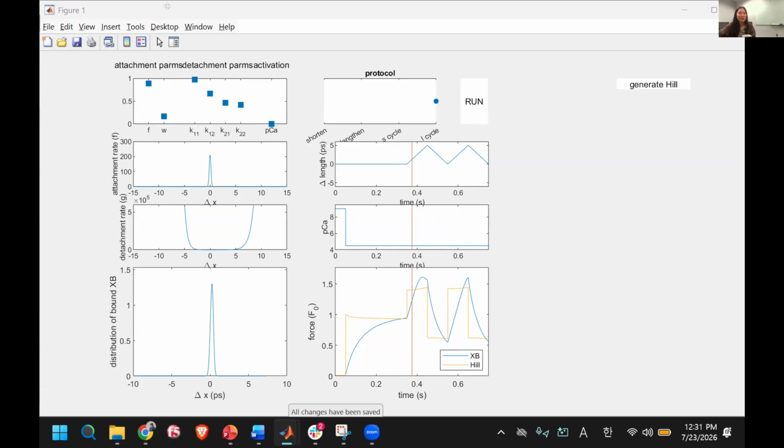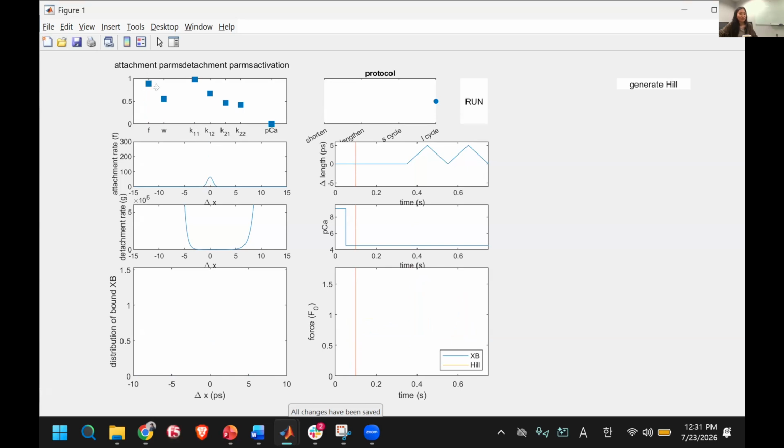Well, let me just stay in this window. So here is the attachment rate on the second row of the left column. And F and W are the parameters we used to characterize this curve. So you can play with it. If you lower the F, you can see the height of the attachment rate changing.